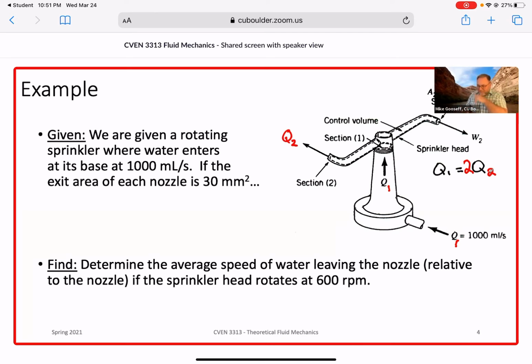So we are given a rotating sprinkler where water enters its base at 1,000 milliliters per second. So that is a flow rate. If the exit area of each nozzle is 30 square millimeters, determine the average speed of water leaving the nozzle relative to the nozzle if the sprinkler head rotates at 600 RPM. So we're essentially being asked for W. Okay, what is this relative velocity?